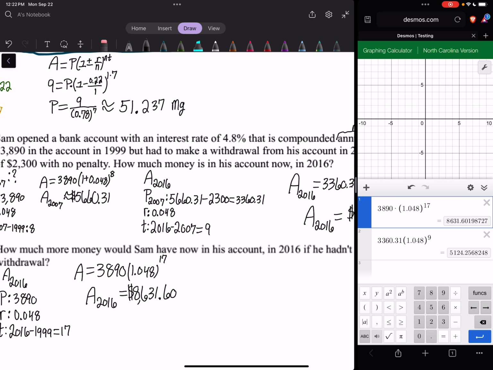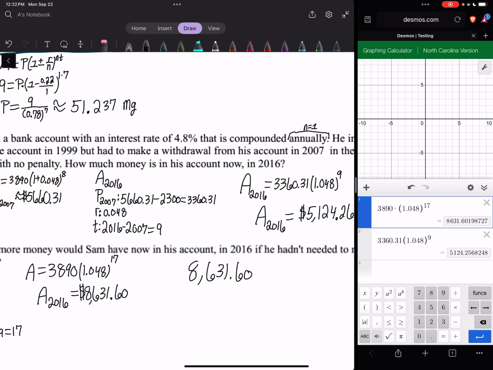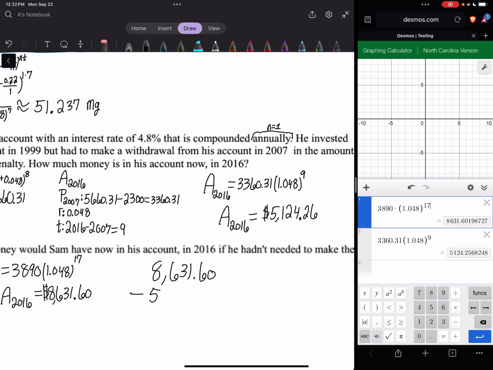It says how much more money would he have though. So I'm going to take my number, $8,631.60, and I'm going to subtract the $5,124.26. You can use Desmos if you need to, but this is $3,507.34 more if he had not needed to make the withdrawal.